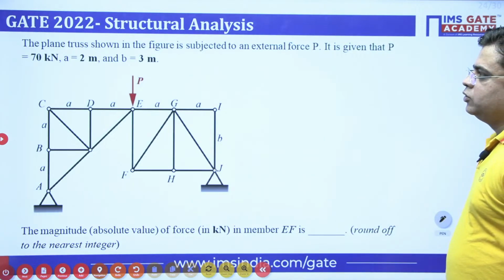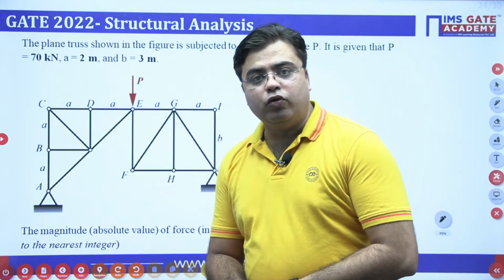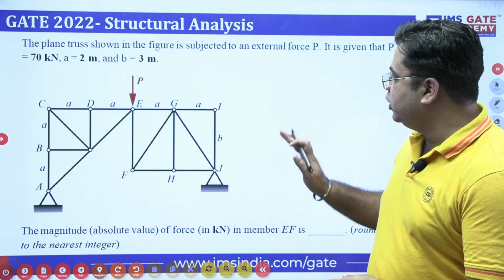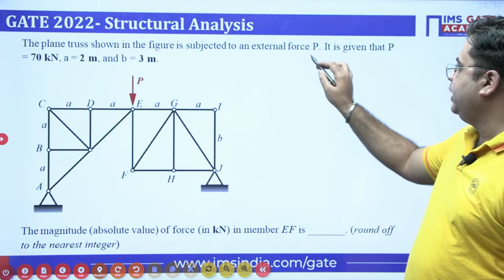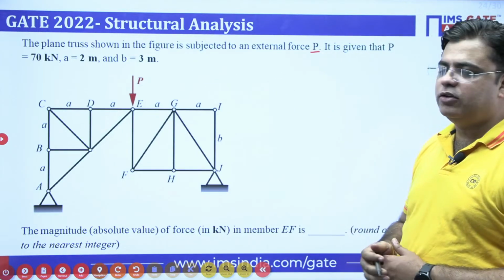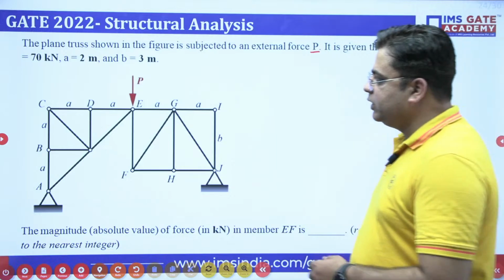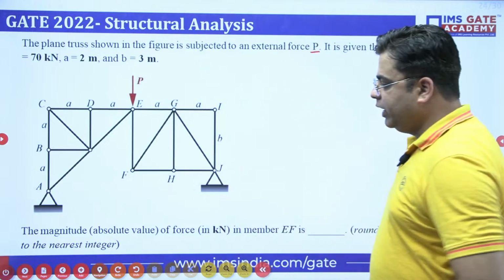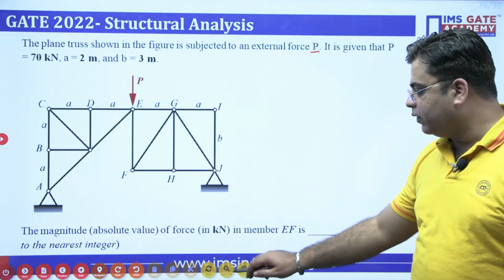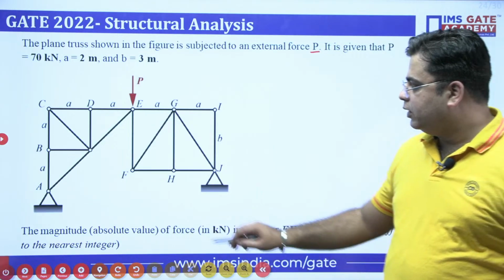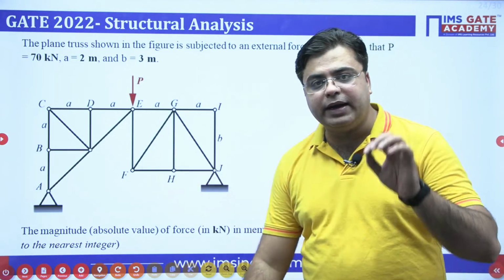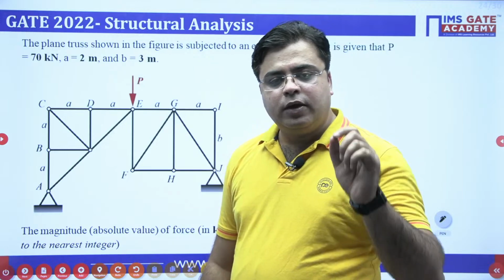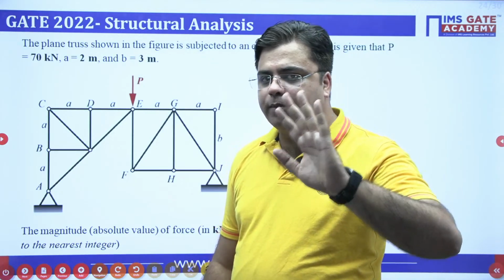Okay. So this is the question asked in the year GATE 2022 for structural analysis from truss frames. Question says that a plain truss shown in the figure is subjected to external load P and the value of P is given as 70 kilonewton. A and B are the dimensions of different members. So A is 2 meters, B is 3 meters, right? You need to find out magnitude, absolute value of force in the member EF. This is your member EF and you need to find out the magnitude of force in the member EF.